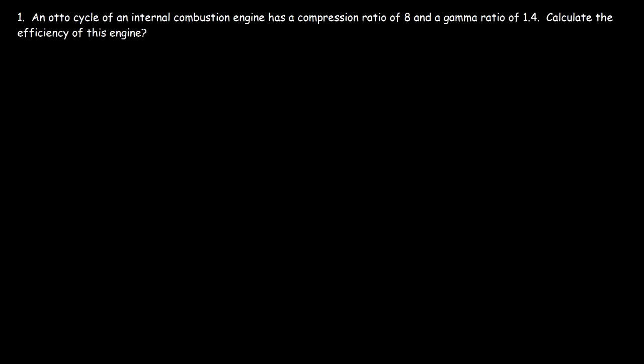In this video, we're going to focus on the Otto cycle of an internal combustion engine. First, we're going to work on solving some basic problems, and then we're going to discuss the PV diagram of an Otto cycle. So in this example, we have an Otto cycle of an internal combustion engine, and it has a compression ratio of 8, represented by the symbol R, and a gamma ratio of 1.4. Calculate the efficiency of this engine.